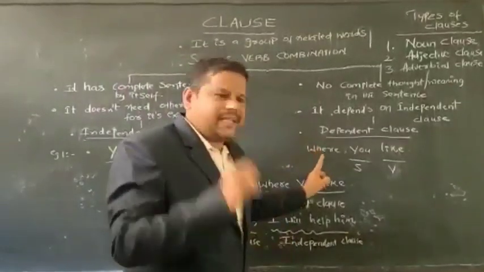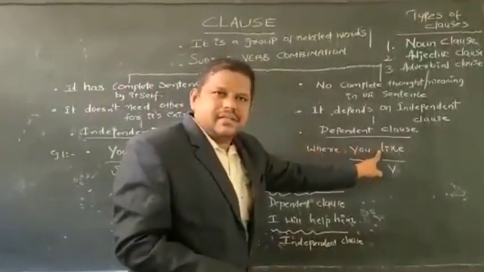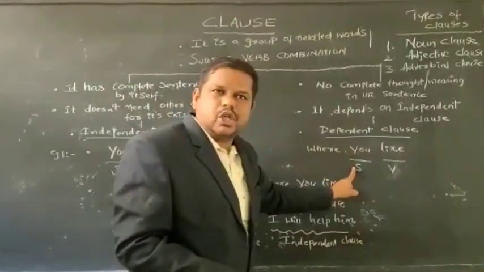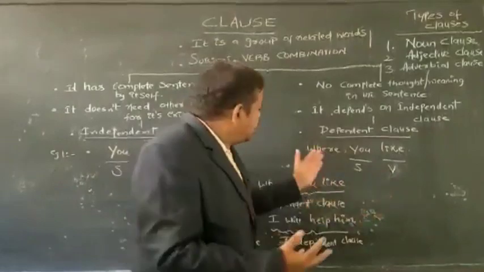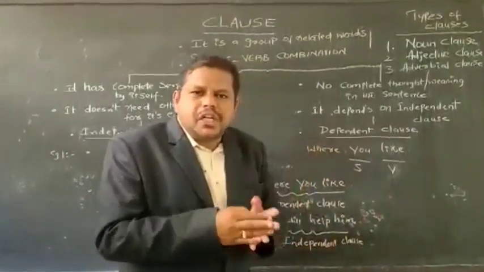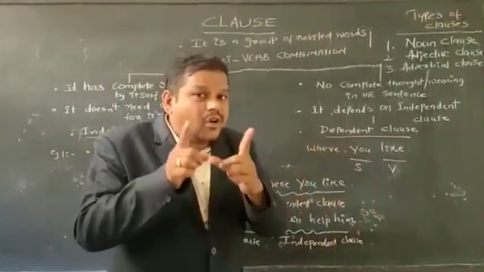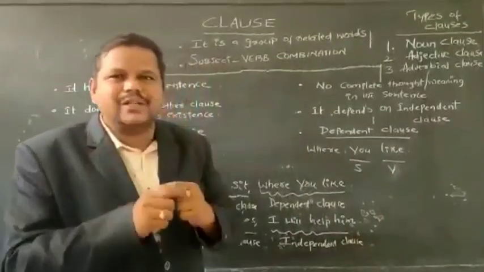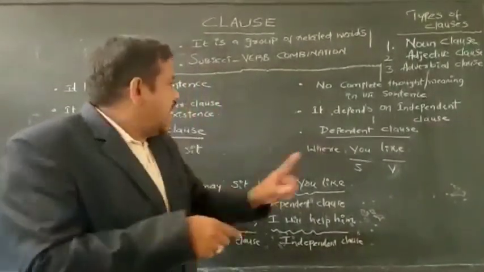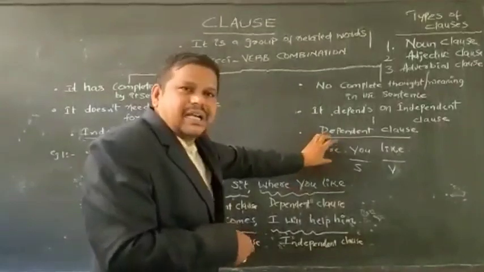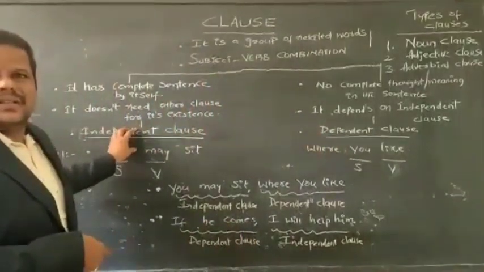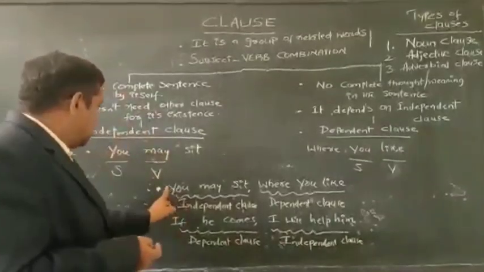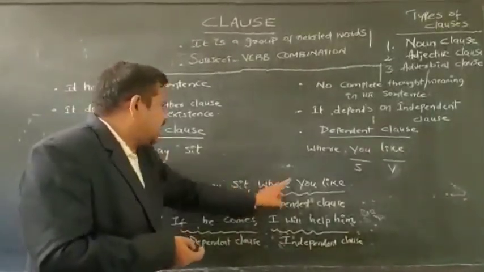In this one, I am taking the example where you like. The subject part is you. Like is what? Verb part. So, if you see this sentence, did you find any meaning in it? No, something is missing. This particular class is always depending on the independent class. So, how does it look? See, you may sit, comma, where you like.